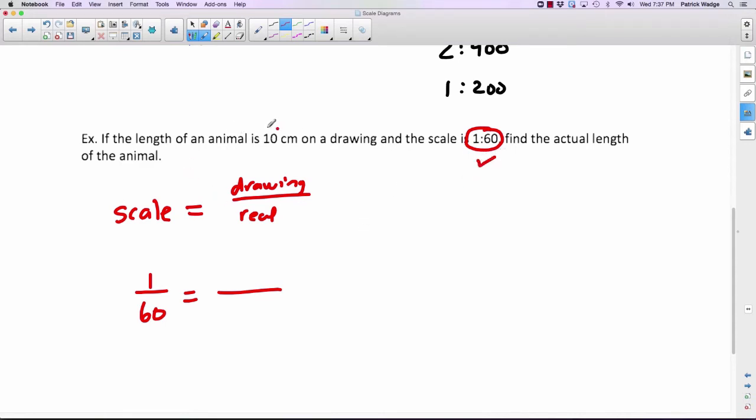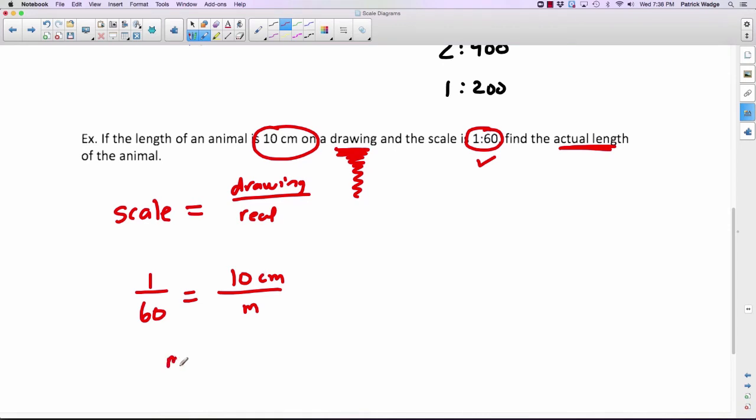We have one other number here, this 10 centimeters. Is that from the drawing or is that from real life? If the length of an animal is 10 centimeters on a drawing, oh, the 10 centimeters is the drawing. So where it says drawing, I should put 10 centimeters. And what I want to know is, what's the actual length? What's the real length? So this is the thing I don't know. I'm going to call it M, I suppose. And we've got to figure out how much that is. So we're going to cross multiply here. I'm going to go 60 times 10 and divide it by 1.